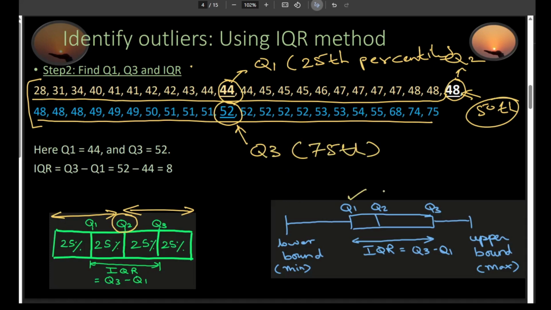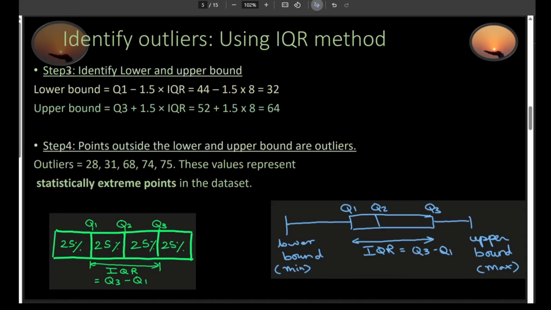So I know my Q1, I know my Q3. Now you can find your IQR. The formula for IQR is Q3 minus Q1. Substitute your values, and the answer comes out to be 8. So I know my Q1, I know my Q3, and I know my IQR. IQR is 8. This is my 44, and this value right here is 52.